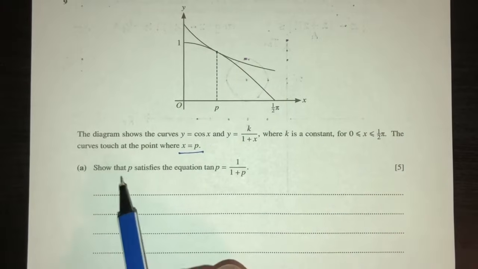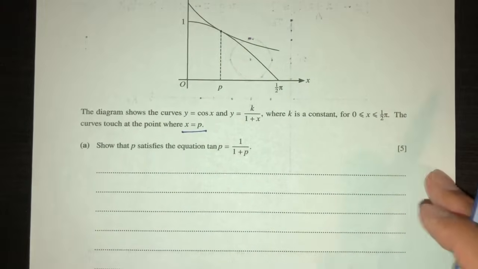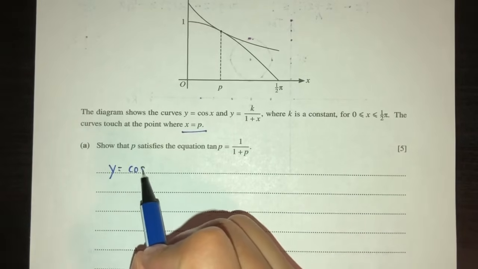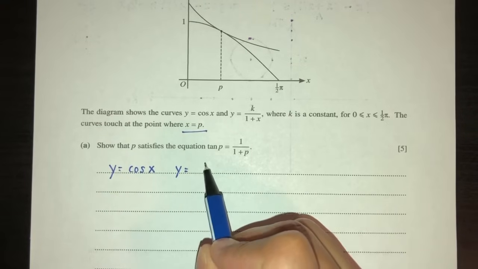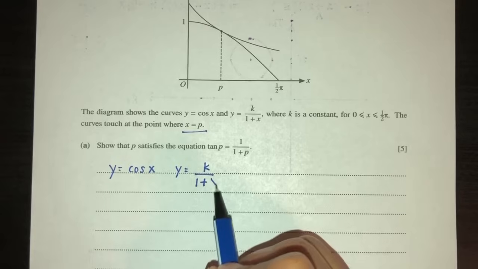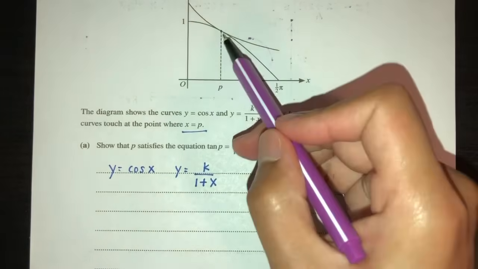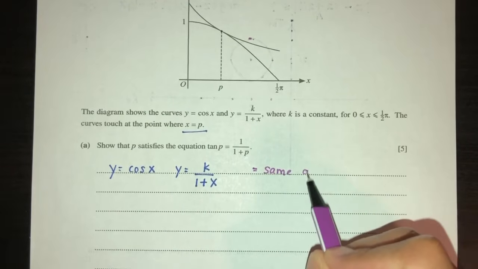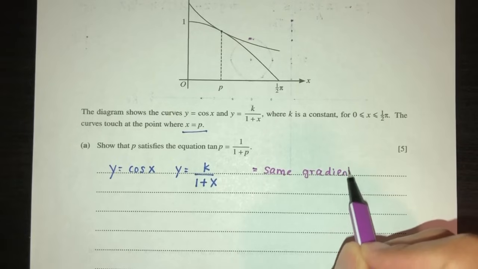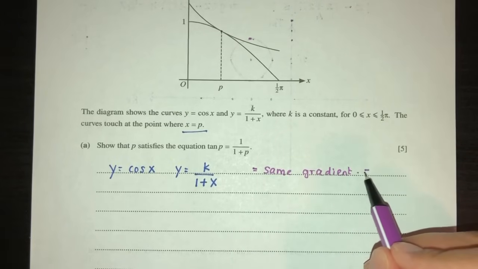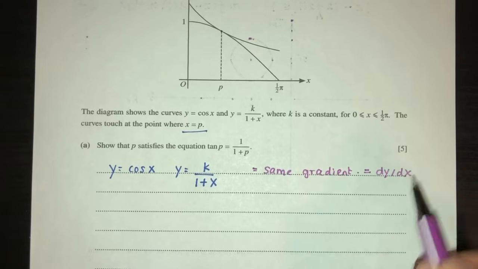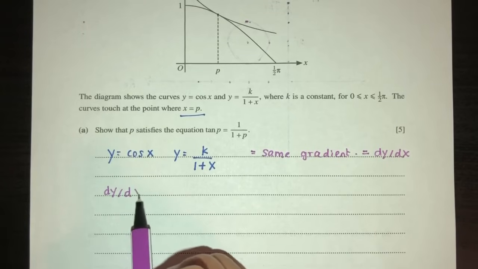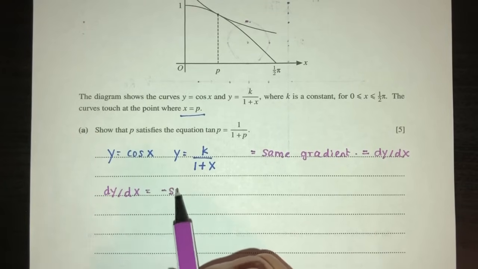Now, question: show that p satisfies this equation. So let's do that. How can we do this? So y is equal to cos x and y is equal to k over 1 plus x. So basically at the point right here, we know that they have the same gradient. Because they meet at the point, they have the same gradient, so that means dy by dx is the same. So let's find dy by dx for this one. So dy by dx for this becomes minus sine x.